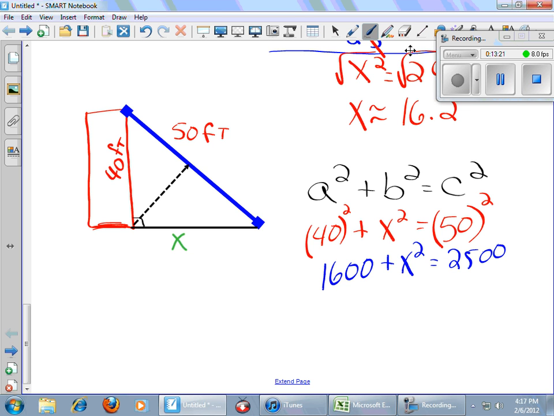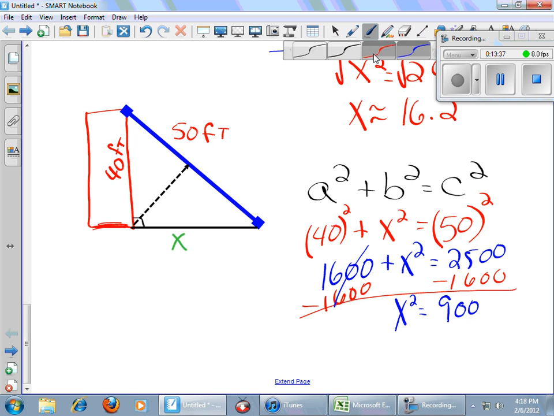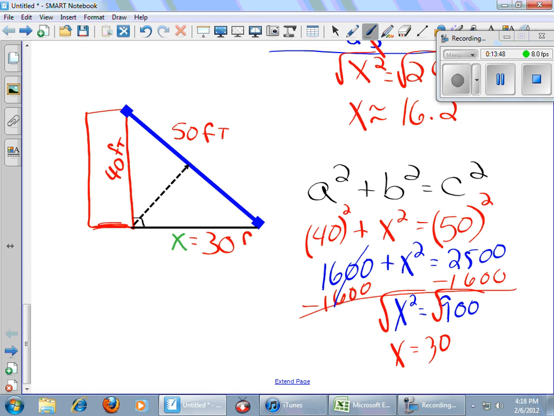I will subtract 1600 from each side to get x squared alone. When I do that, I'll be left with x squared, and that'll equal 900. And then I'm sure that Omar can tell you, how do you undo a square? You take the square root. So x will equal 30. So that means this is 30 feet long.